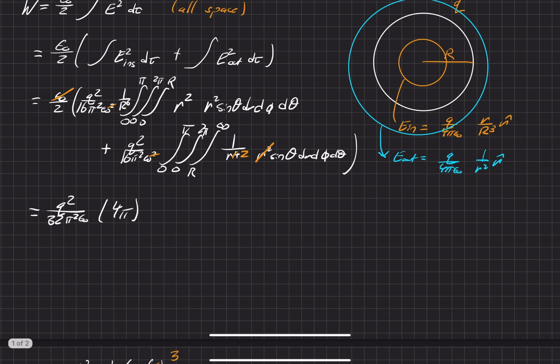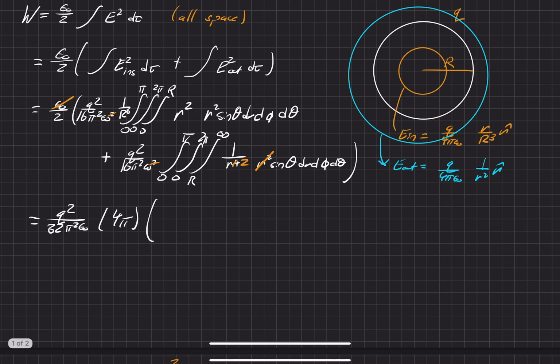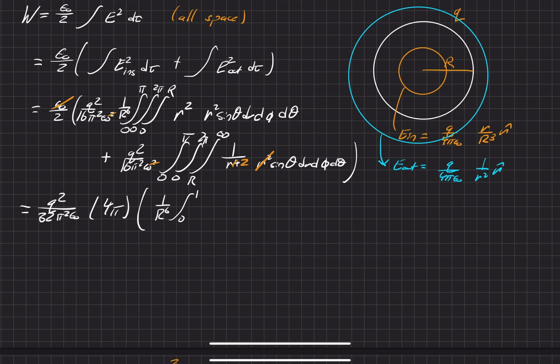Let's see here, 4 pi for both of them. And then let's move this up a little bit. And then we have a 1 over r to the 6th still as a constant for this one. 0 to r right here. R to the 4th dr plus, there's no constants in front of this one. R to infinity, 1 over r squared dr, right?